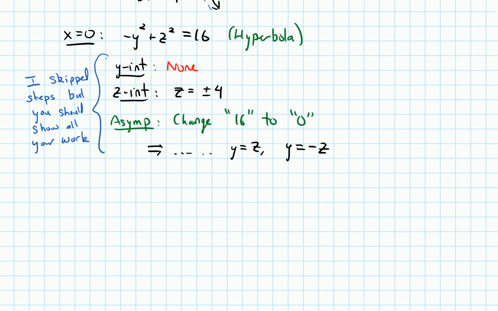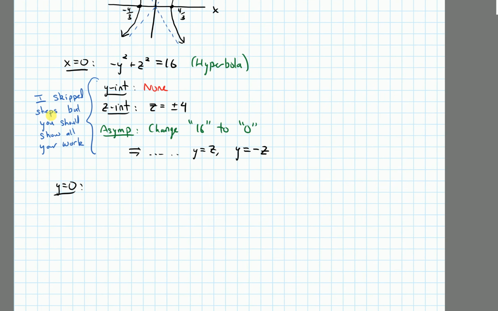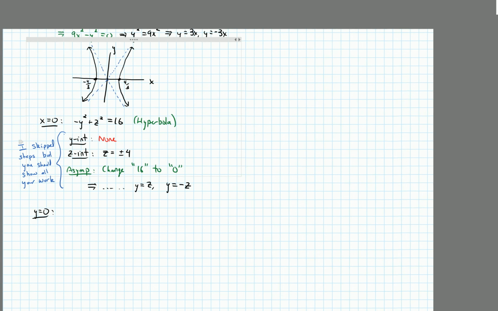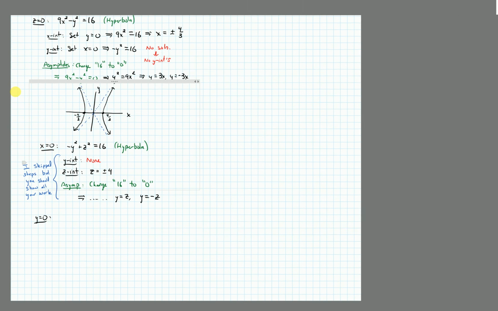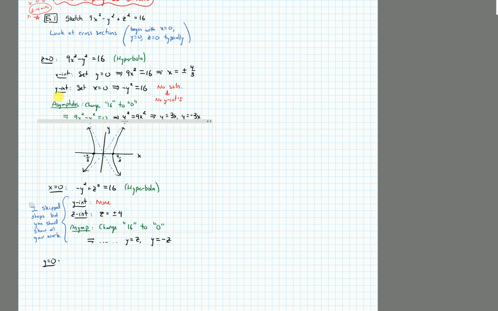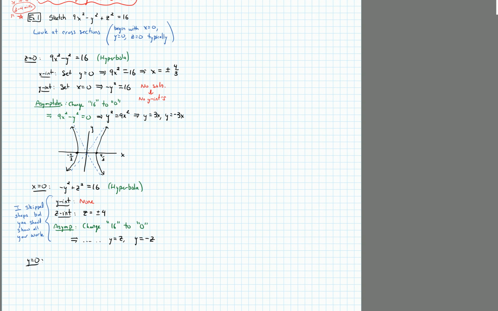What about y equals 0 now? So y equals 0. If we plug y equals 0 into the original equation, we end up getting 9x squared plus z squared equals 16.